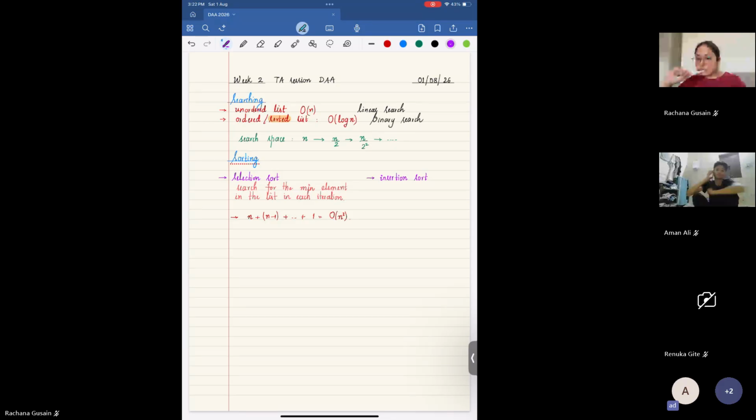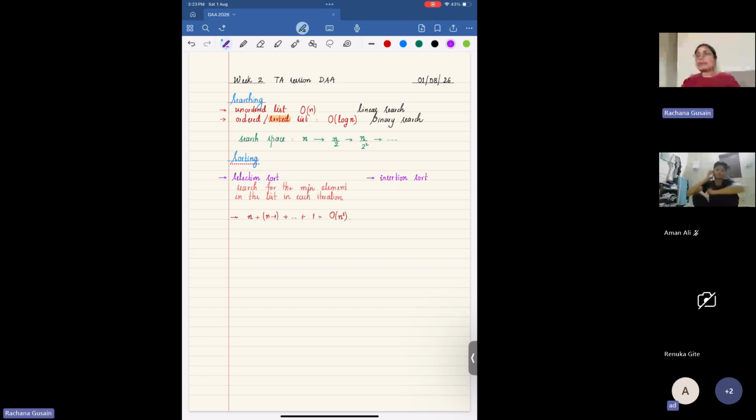Then I think in this case, first we take the zeroth element as the minimum, and then the next element we compare with the first one. If it is lower than that, then we put it in the first position, and then we move to the third element. Then we find out what should be its position with respect to the previous two elements, and in this way we continue.